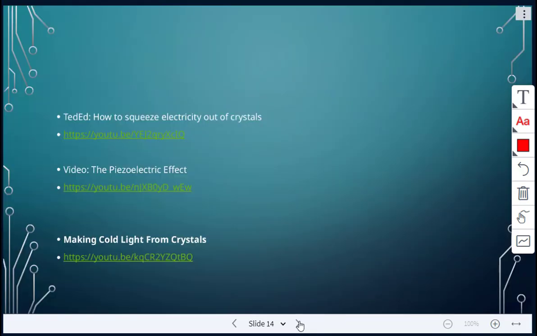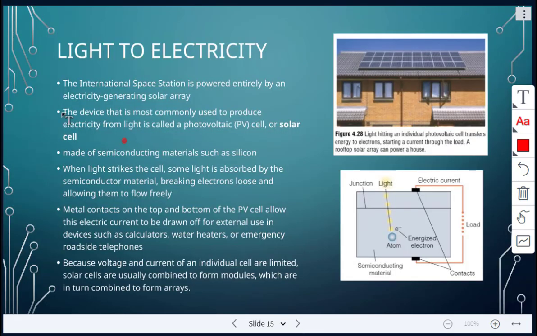All right, these were the ones we had just watched last class. Okay, and then light to electricity. So we're looking at solar power cells.